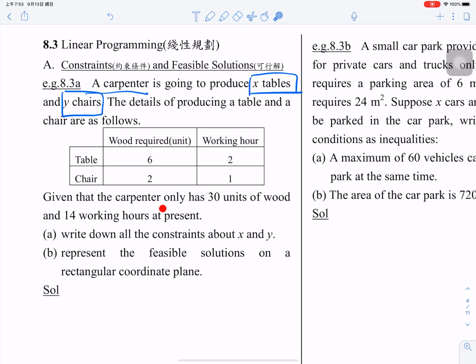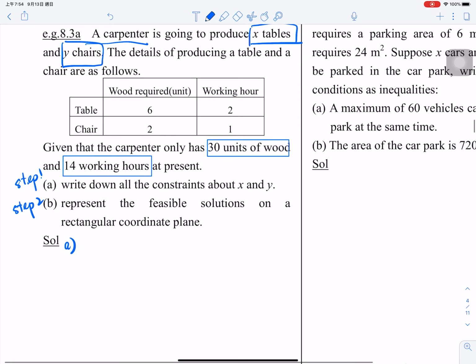Now, given that a carpenter only has 30 units of wood and 14 working hours, how can we do this one? A: Write down all the constraints about X and Y. And B: represent the feasible solution on a rectangular coordinate plane. Write down all the constraints. Actually, this is step 1 when you do linear programming. And this one is step 2. After writing down all the constraints, we need to draw on the rectangular coordinate plane.